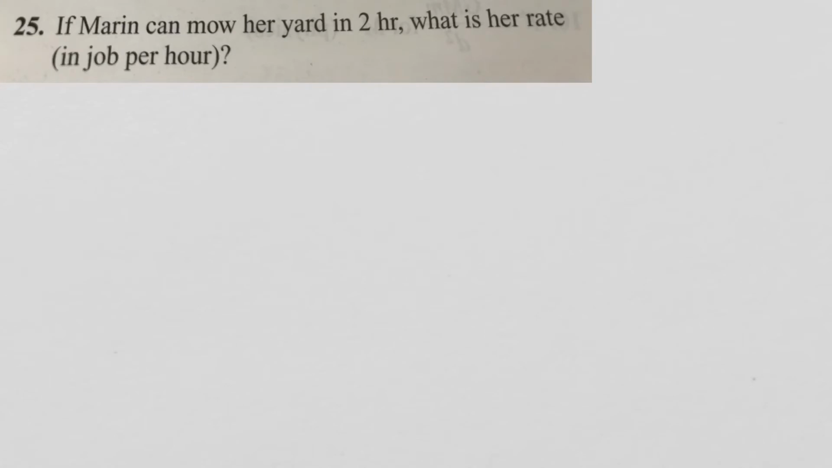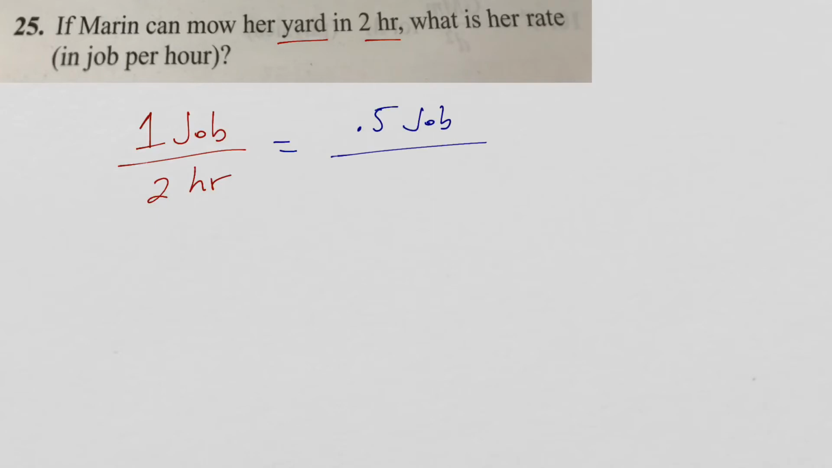Okay, so this person can mow 1 yard in 2 hours. So she can do 1 job every 2 hours. What's her rate in jobs per hour? In other words, I want this to be 1 hour instead of 2 hours. So I'm going to divide each side by 2. So this will be 0.5 or a half a job per 1 hour. So her rate is 1/2 job per hour.